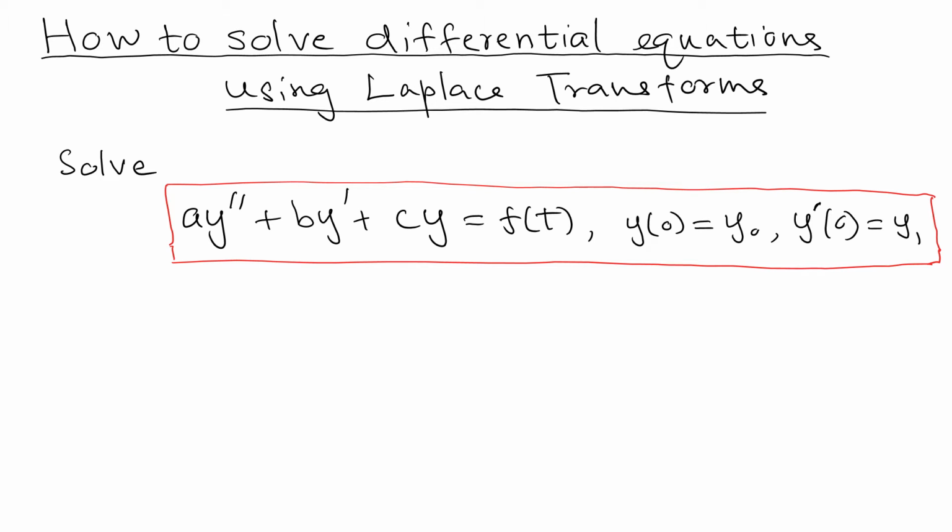This is a second order constant coefficient differential equation. So we have ay'' + by' + cy = f(t), where f(t) is a given function. We also need two initial conditions, because it's second order. So you are given y(0) = y0. y(0) means it has to be evaluated at 0.